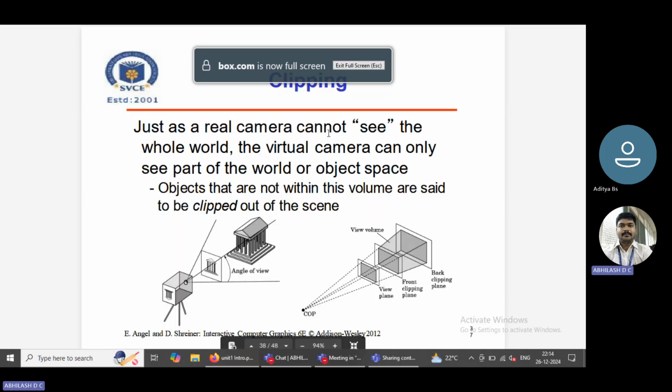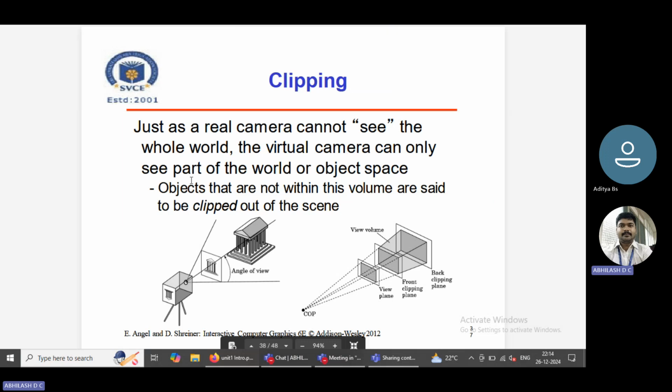Just as a real camera cannot see the whole world, the virtual camera can only see part of the world or object space. The objects that are not within this volume are said to be clipped off the screen. To get all the images, we have to take the viewer very far back. If you want only that particular object, you move towards it. So there is something called the angle of view. If you go back, the angle of view increases. If you go towards the object, the angle of view decreases.